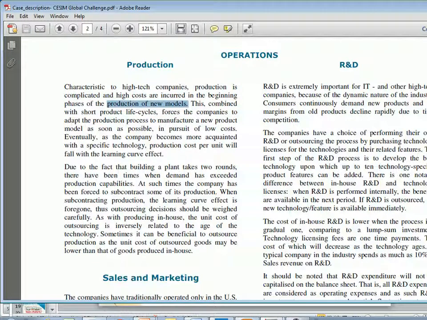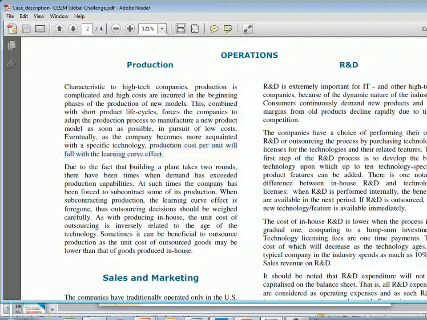When you build new models, new technology, it forces companies to adapt processes. So it's going to cost a lot of money to manufacture, but if you charge a premium for the price, that's okay. It says production cost per unit will fall with the learning curve effect. So when you start manufacturing something totally new, it's going to cost a lot of money, but next year it'll cost less. Round 3 will cost even less.